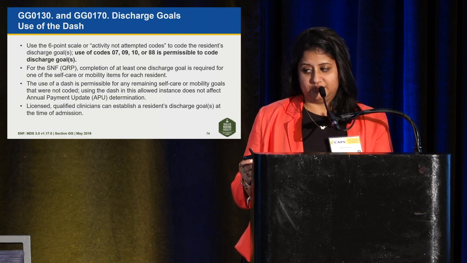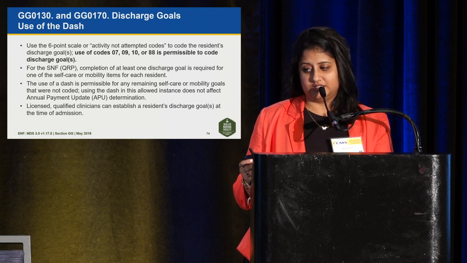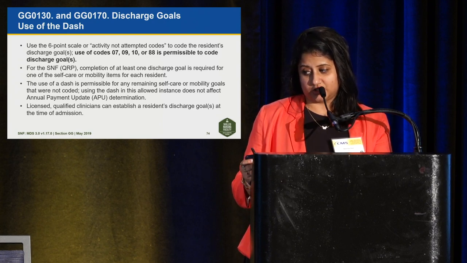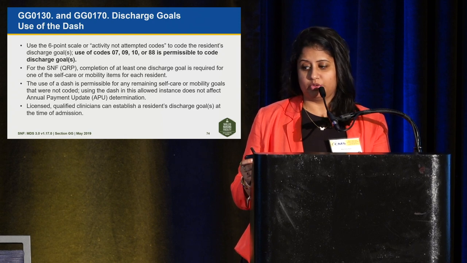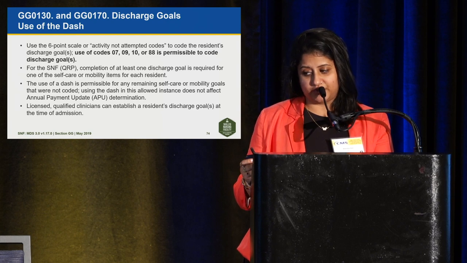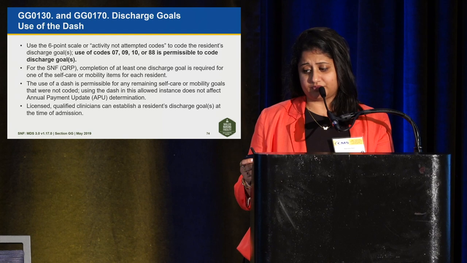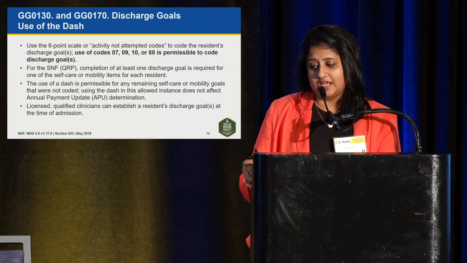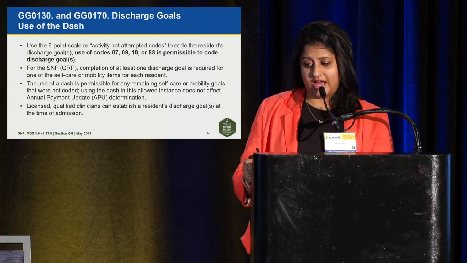Use the six-point scale or activity not attempted codes to code the resident's discharge goals. Use of code 07, 09, 10, or 88 is permissible to code the discharge goals. For the SNF QRP, completion of at least one discharge goal is required for one of the self-care or mobility items for each resident. The use of a dash is permissible for any remaining self-care or mobility goals that were not coded. Using the dash in this allowed instance does not affect the annual payment update, or APU, determination. Licensed and qualified clinicians can establish a resident's discharge goal at the time of admission.